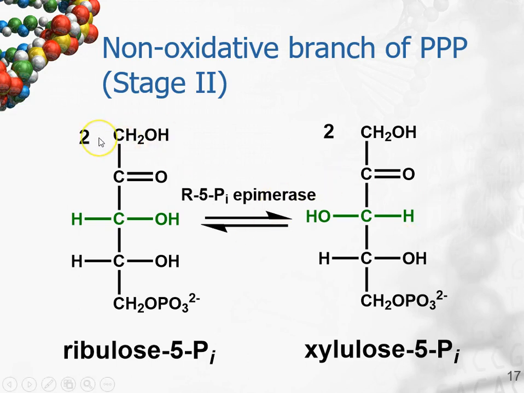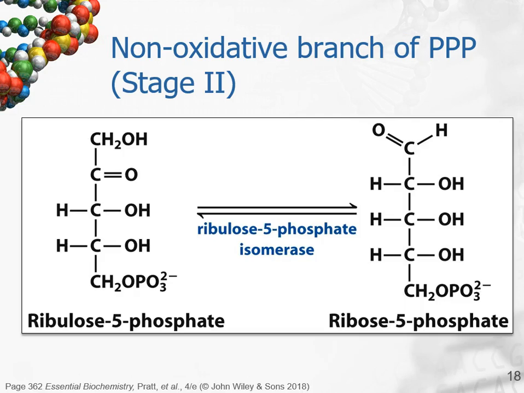Again, we're going to take 2 of the ribulose 5-phosphates that we obtained in stage 1, or the oxidative branch of the pentose phosphate pathway, and use the epimerase to convert ribulose 5-phosphate to its epimer, xylulose 5-phosphate. And here what we've done is change the configuration of carbon number 3 so that instead of pointing to the right, it is pointing to the left. And 1 of those 3 ribulose 5-phosphates will be converted to ribose 5-phosphate. Here, the isomerase converts the ketose to the aldose.